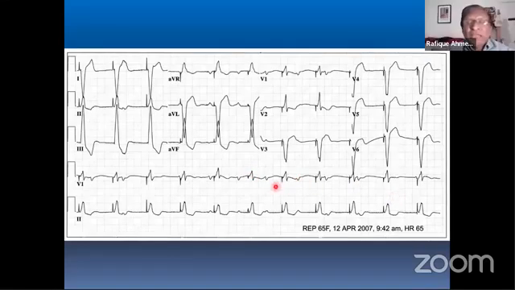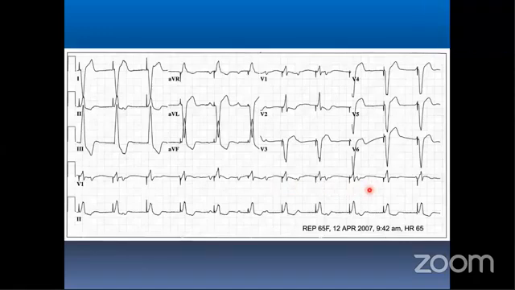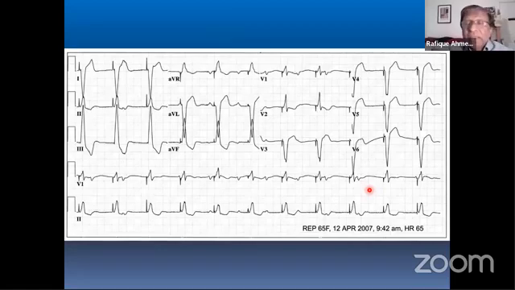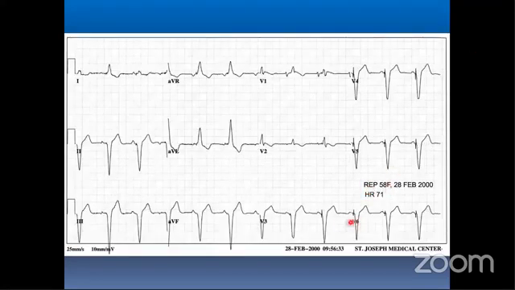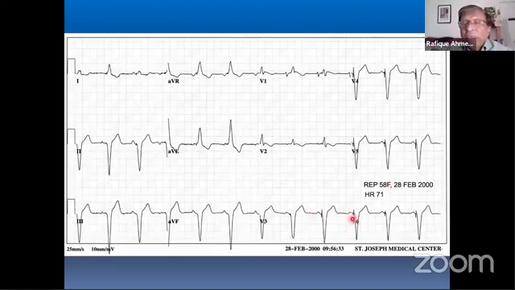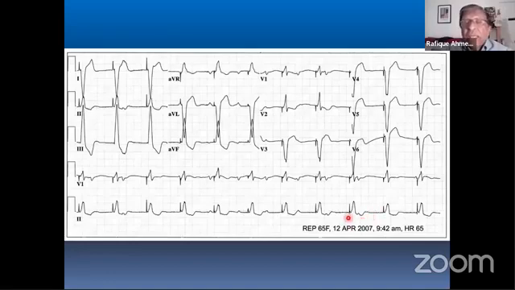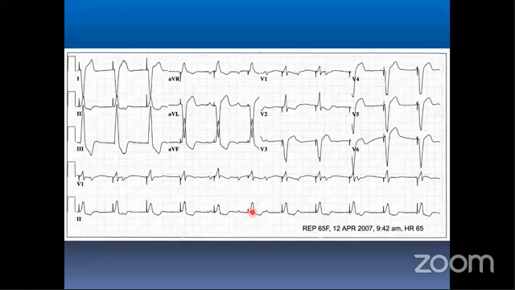Okay, so there is AV dissociation with the ventricular pacing. What happened? The patient had a dual chamber pacemaker in 2000, and in 2007 it goes to a rate of 65, and there is no relation between P and QRS complex. Anybody can answer and explain this to me. Atrial lead is not working, sir. Yes, the atrial lead is not working.